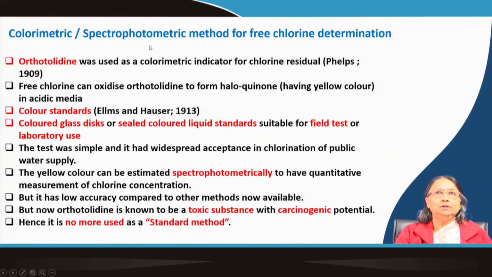Spectrophotometer means you have to prepare a standard curve, and with the sample also you have to develop the color and then measure the absorbance value and put it in the calibration curve, then get the concentration. It is a finer method and more accurate. Okay, so how can you do the colorimetric method? Orthotoluidine, not toluidine. Toluidine is something else. Orthotoluidine was used as a colorimetric indicator for chlorine residual.